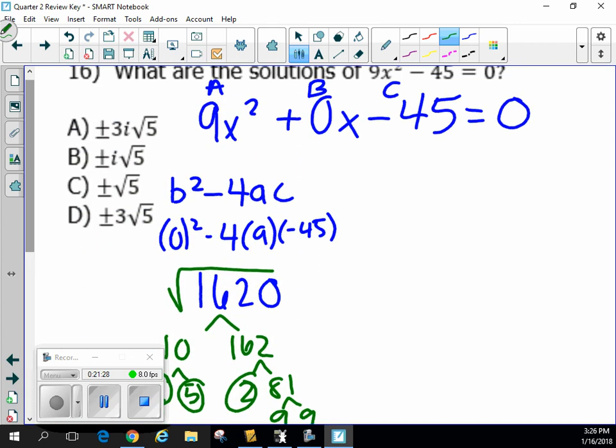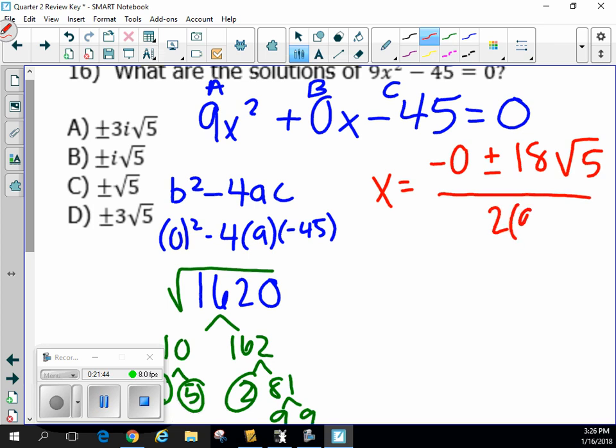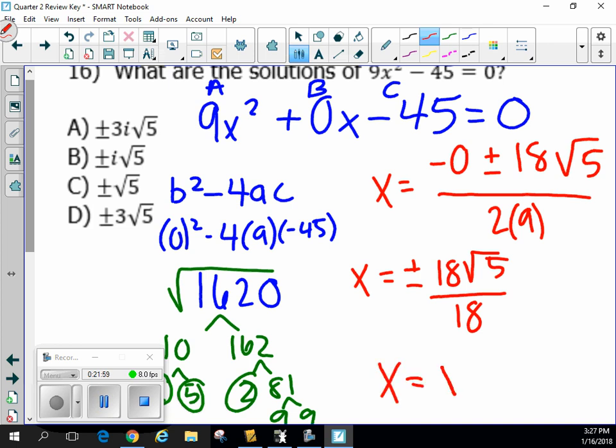Now we're going to take that all the way back and plug this into our quadratic formula. Remember the quadratic formula? x equals negative b, so 0, plus or minus 18 square root 5, all divided by 2 times 9. So when I write this down, it's x equals plus or minus root 5, and 18 over 18 reduces to 1. So your answer would be plus or minus the square root of 5.